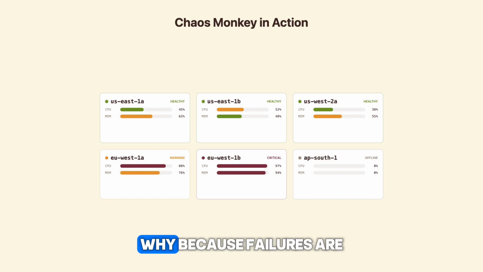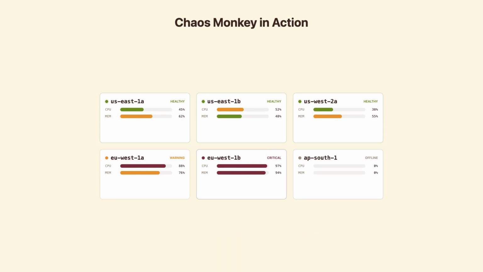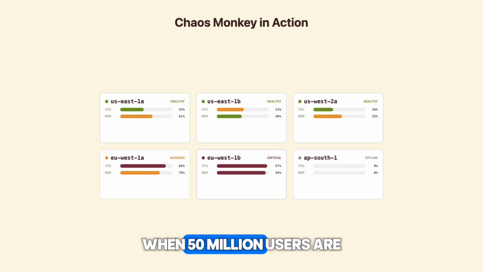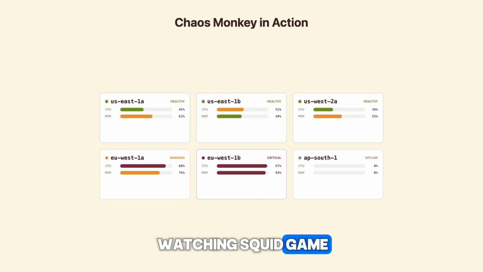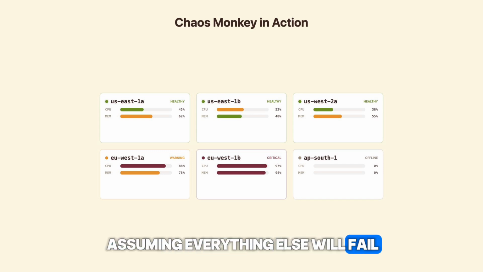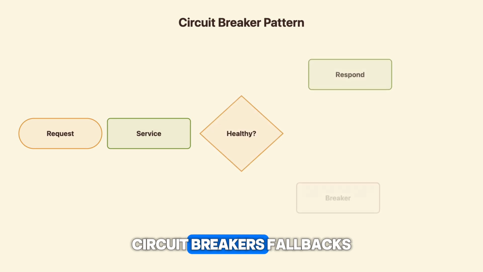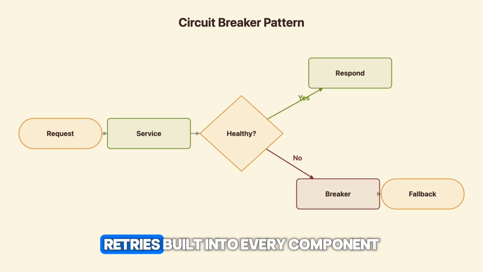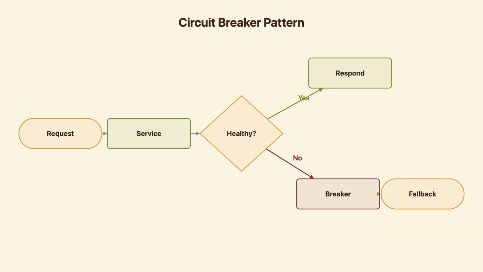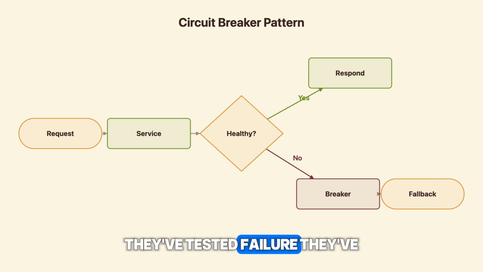Why? Because failures are inevitable at Netflix's scale. Better to find weak points on your terms than discover them when 50 million users are watching Squid Game. Every service is designed assuming everything else will fail. Circuit breakers, fallbacks, retries built into every component. They've tested failure. They've tested infrastructure.